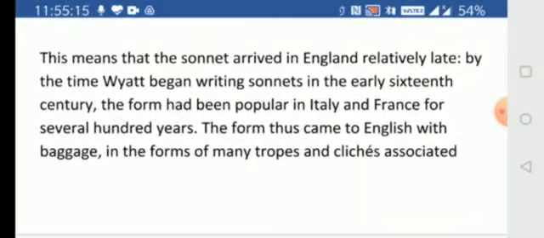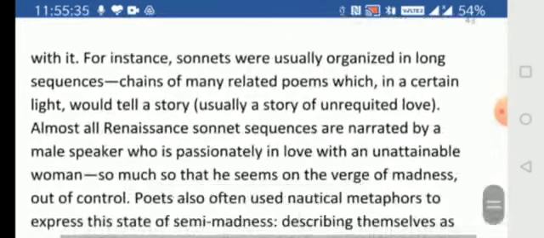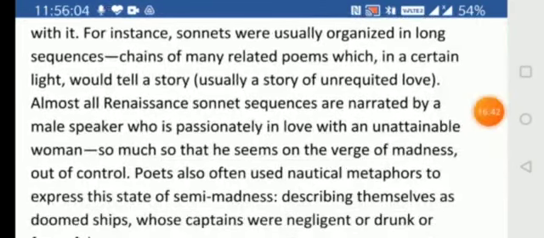By the time Wyatt began writing sonnets in the early 16th century, the form had been popular in Italy and France for several hundred years. The form thus came to English with baggage in the form of many tropes and clichés associated with it. For instance, sonnets were usually organized in long sequences, chains of many related poems, which, in a certain light, would tell a story, usually a story of unrequited love.